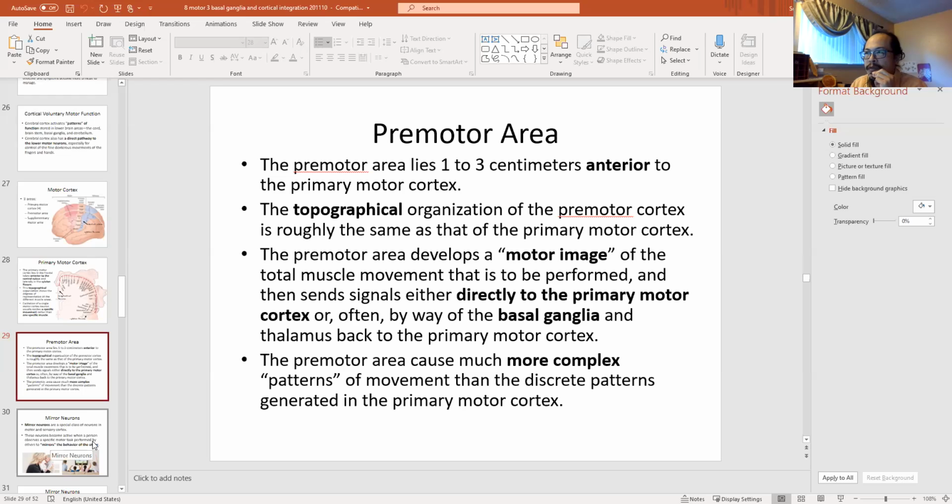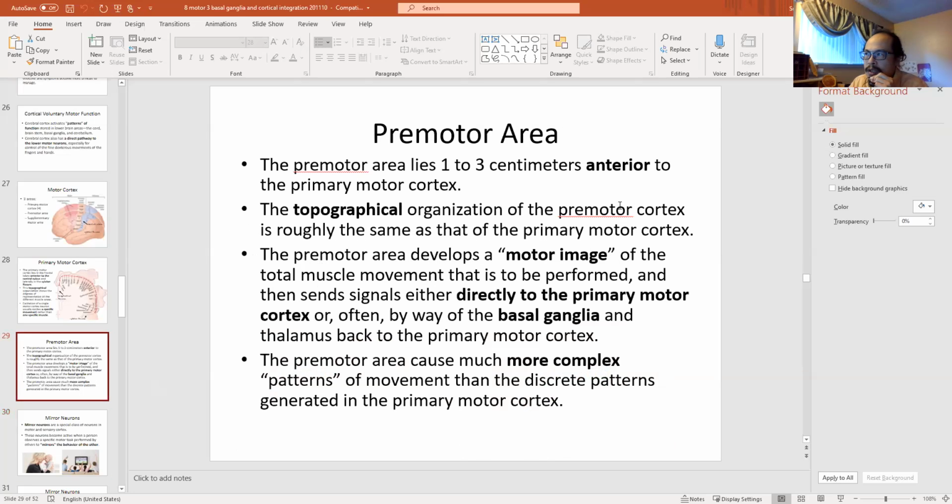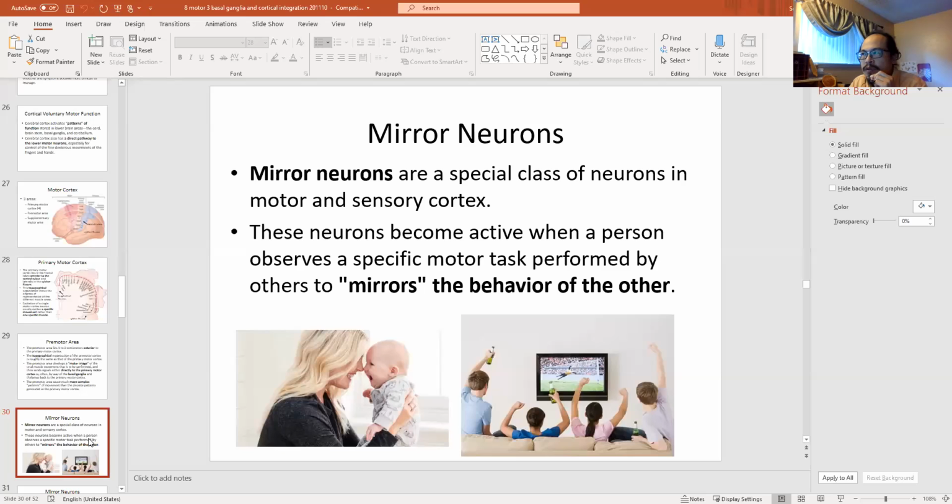In this premotor area, we also find a very unique neuron. It's called the mirror neuron. The mirror neurons are a group of neurons. Initially we found them in the premotor area, and they play a role related to motor imagery, right? But later we found that they are not just in the premotor area; they could also be located in the sensory cortical region.